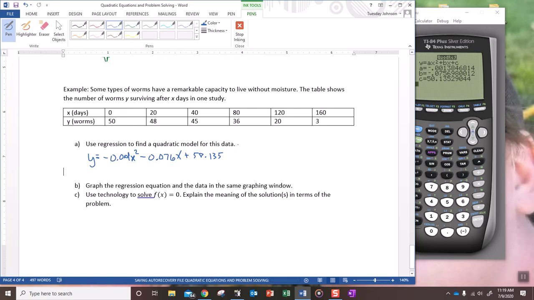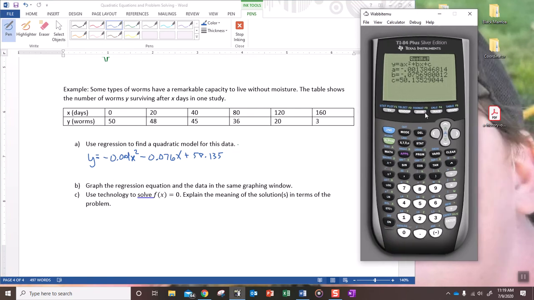We're going to graph the regression equation and the data in the same graphing window. I'm just going to press graph. I could turn my plots on in order to see those, and then I'm going to go to zoom, zoom stat. That'll give me a pretty good model. It'll automatically set the window for me so I don't have to do the thinking that's required for that.